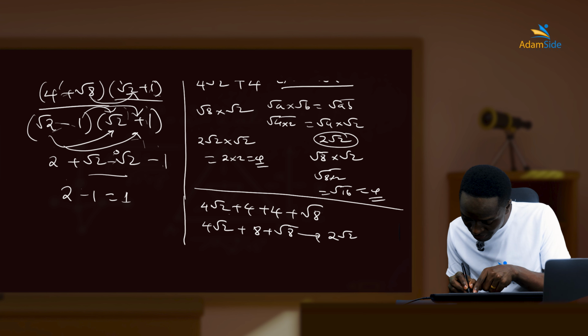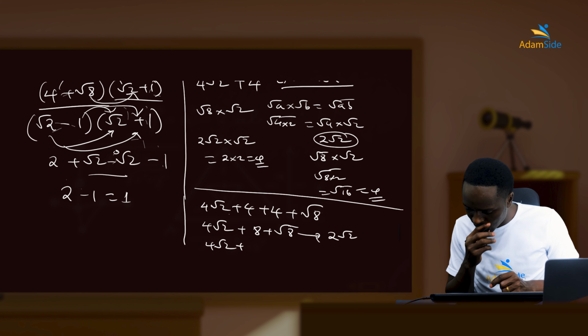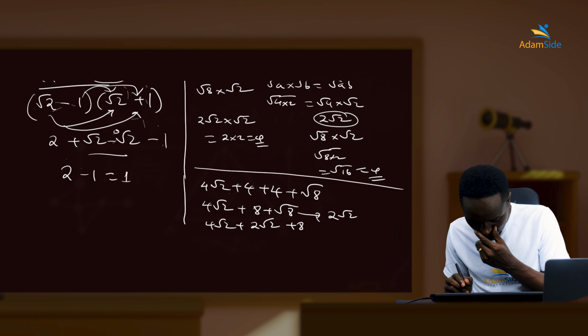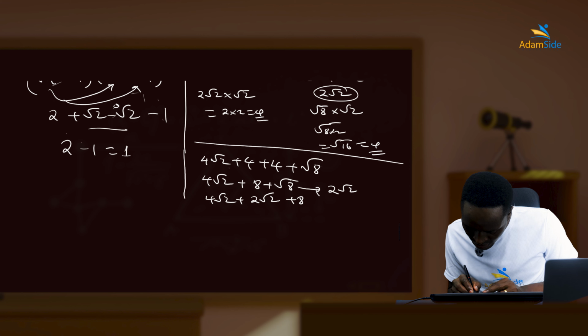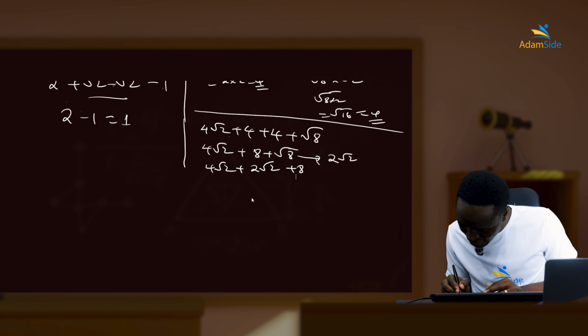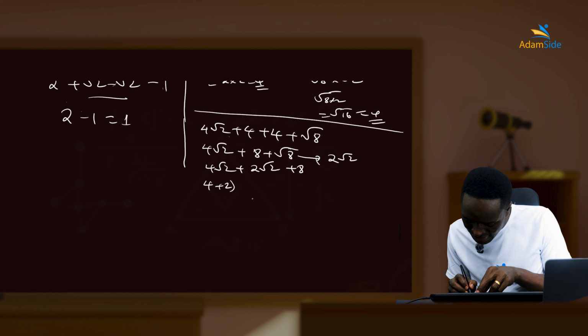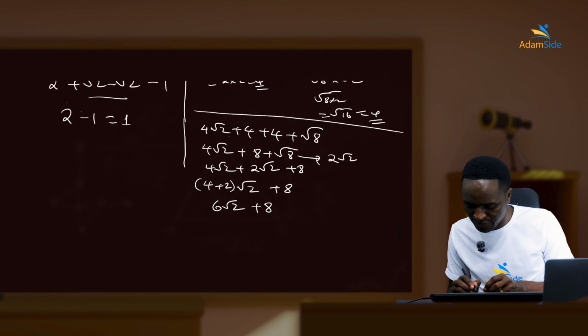Still, this one can be simplified. What can be simplified here? You say 4 root 2 plus, remember, this is the same as 4 times root 2. And then here it can be 4 root 2 plus 2 root 2. And then if you do this, in this case, their coefficient, you can say 4 plus 2 is 6 root 2 plus 8. This is how you get your answer.